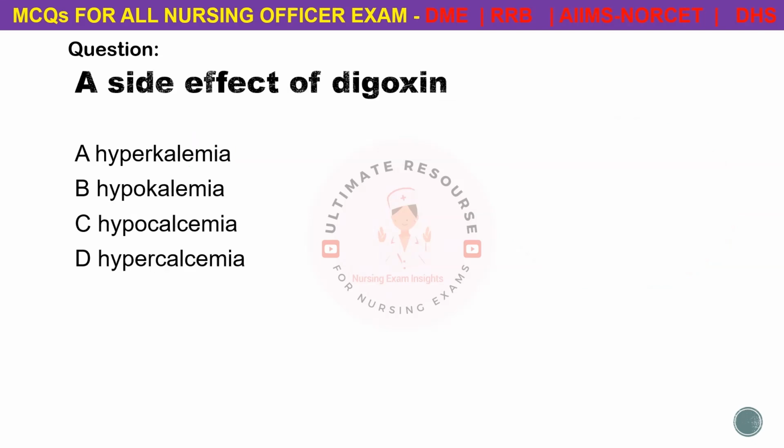A side effect of digoxin. Options are A. Hyperkalemia, B. Hypokalemia, C. Hypocalcemia, D. Hypercalcemia. The answer is B. Hypokalemia.